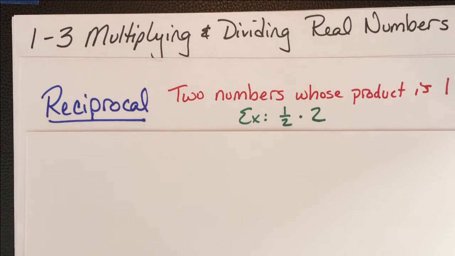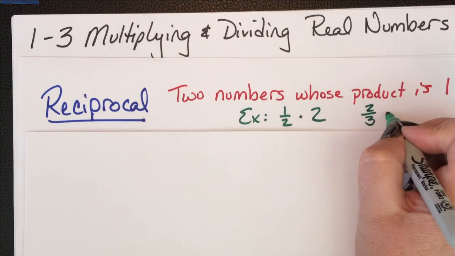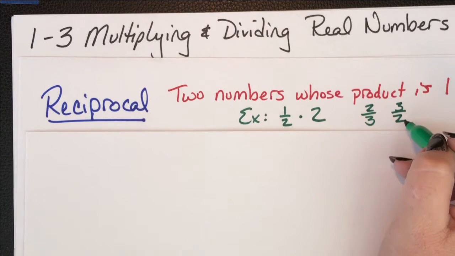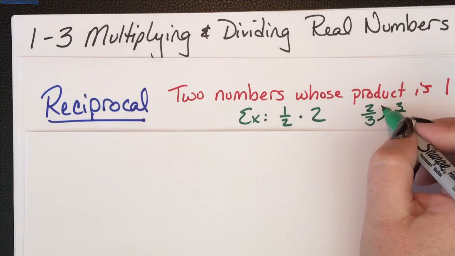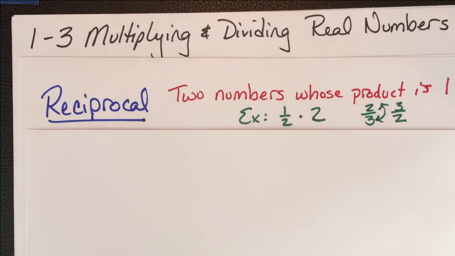Reciprocal is where two numbers have a product of 1. For example, 1/2 times 2, which is really 2 over 1. You really just take the fraction version of it and you flip it. The reciprocal of 2/3 is 3 over 2. And if you remember back when we were dividing fractions, we used that reciprocal and flipped everything over so that we were really multiplying by the reciprocal.